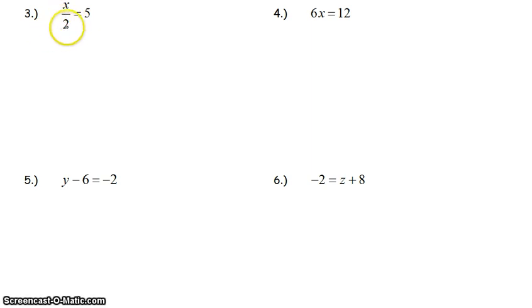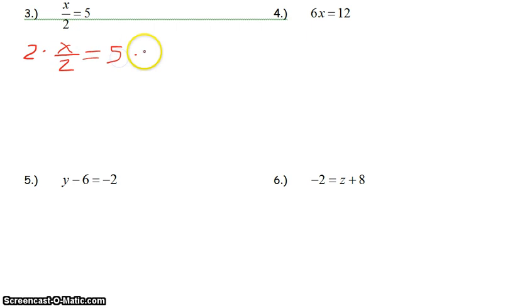Now we stated earlier that the opposite of division is multiplication. So what we need to do is multiply each side by 2. So we would take 2 times x over 2 is equal to 5 times 2. Remember, what we do to one side, we must do to the other.